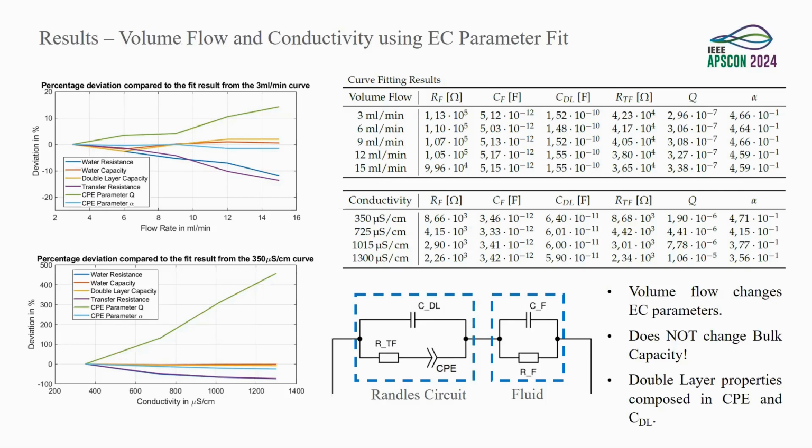Our double layer properties, which we are working with, are composed on the left-hand side in the Randles circuit of CDL, CPE, and the transfer resistance RTF. So what I wanted to show here is that this is measurable and it's not a geometric effect alone. And with these words, I will end my presentation. If you have any questions, please ask.